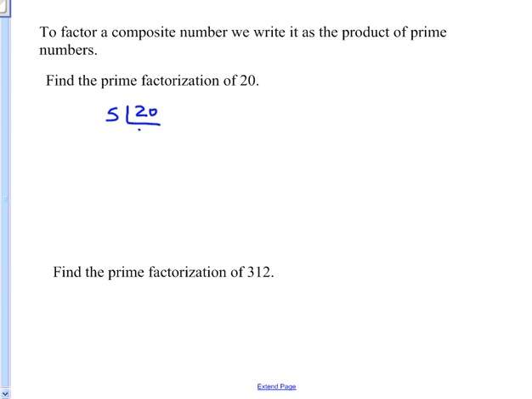Now 5 goes into 20 4 times. Now 4 is even, so 2 goes into it, leaving me at 2. Now 2 is prime, so the only factors are 2 and 1. So we would say the prime factorization of 20 is 2 times 2 times 5, or we'd often write it using an exponent, 2 squared times 5. Okay? Now, let's do a little bigger number, 312.